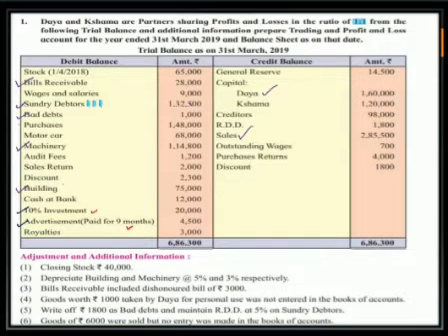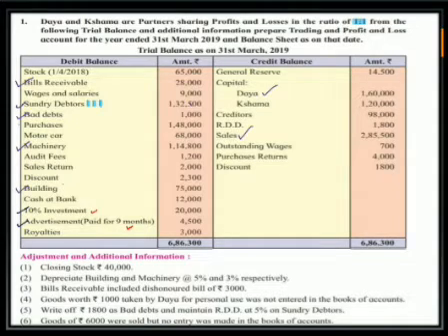Now here, the first point is the ratio. I have highlighted with the blue marker 1:1. It means it is an equal ratio. Whatever net profit we get, we have to distribute that profit in equal ratio. Suppose there is a net profit of 10,000, then 5,000 to Daya and 5,000 to Kshama.